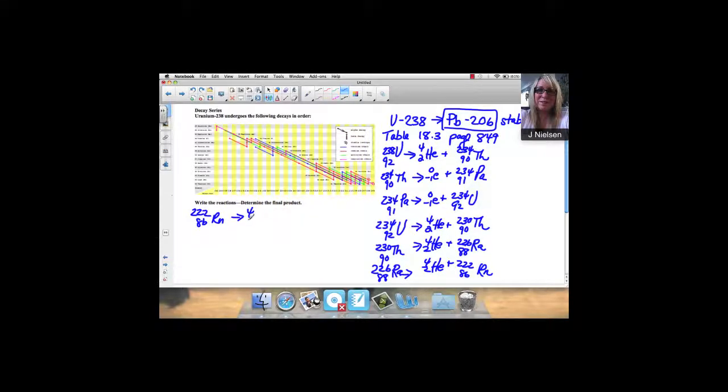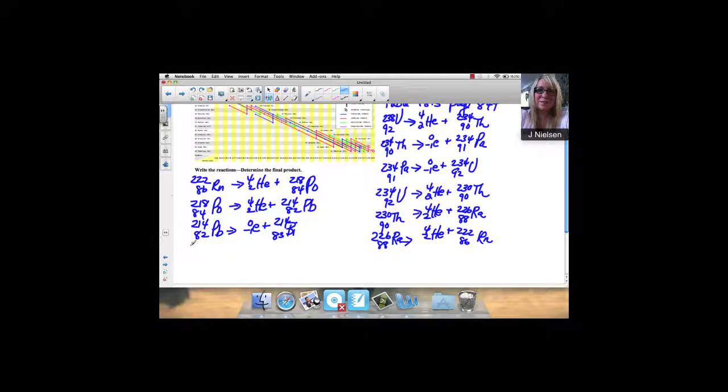Alpha as well, producing polonium. Polonium undergoes alpha decay again, and produces 214, 82 lead, which is not a stable form of lead. So it continues to decay. Beta this time, and produces 214, 83 bismuth.